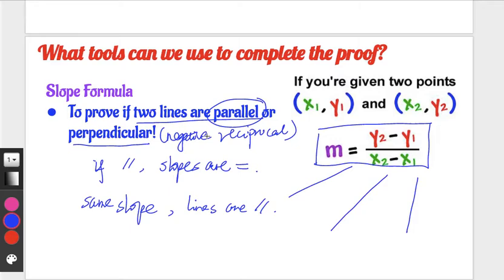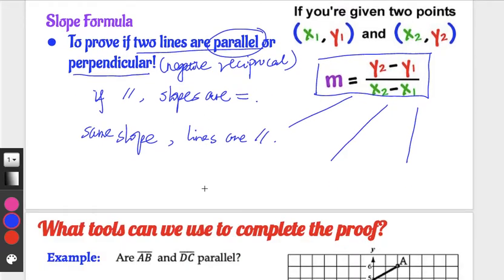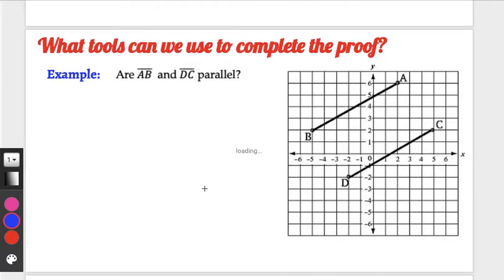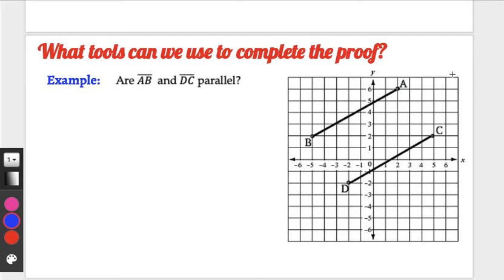Now we are going to use an example to show you how to do the calculation for slope and how we use slope to prove two lines are parallel. Let's check this example. In this example, we see two lines here, or you can see two line segments, which actually have ending points here. And the question asks us, are these two line segments parallel?